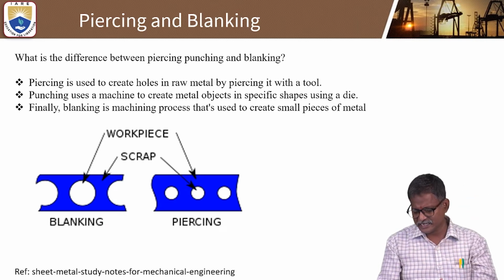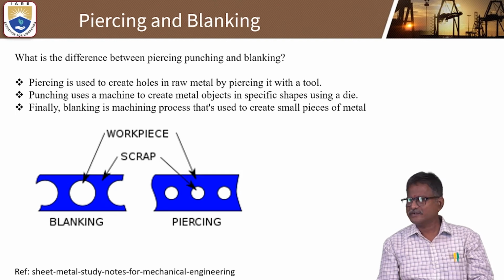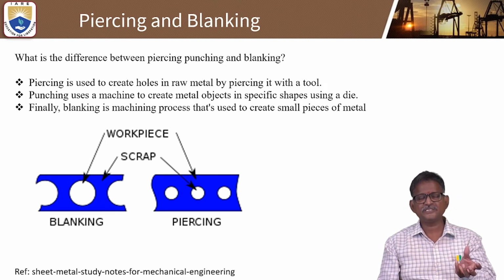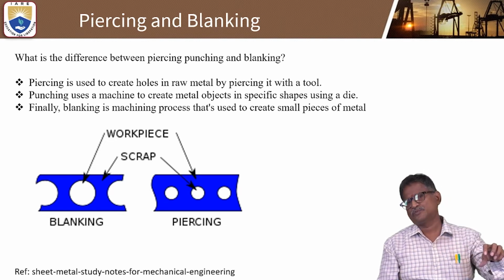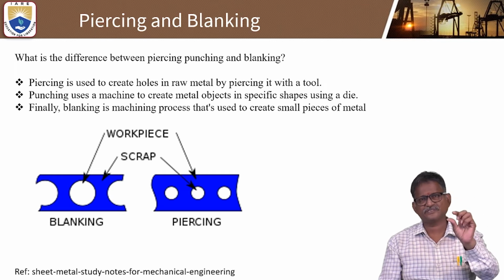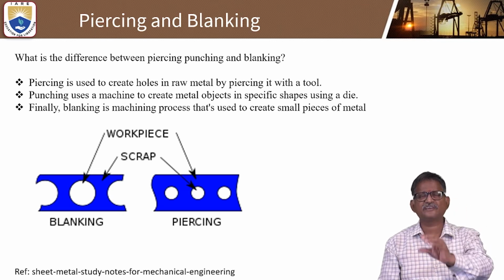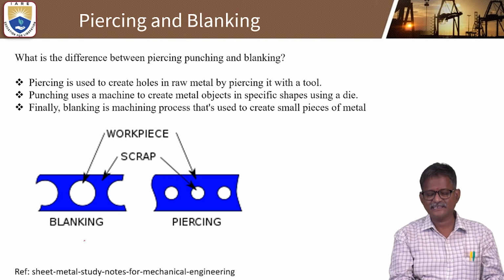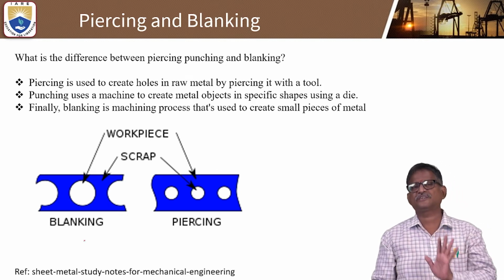So the student can understand clearly: punching means making a hollow portion, blanking means the punched out part is the workpiece. Okay, the punched out part we will call a blank. You can see in this diagram clearly what is blanking and what is piercing.